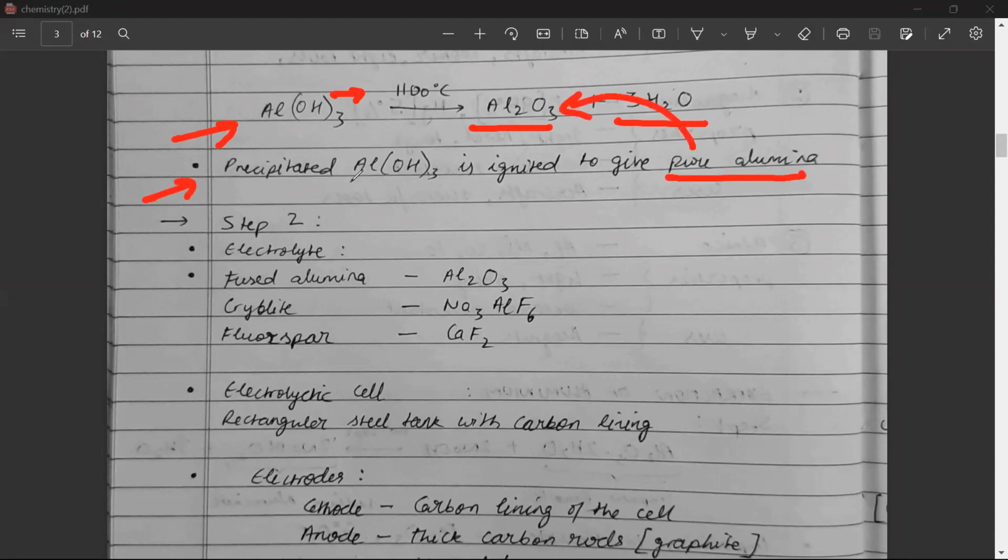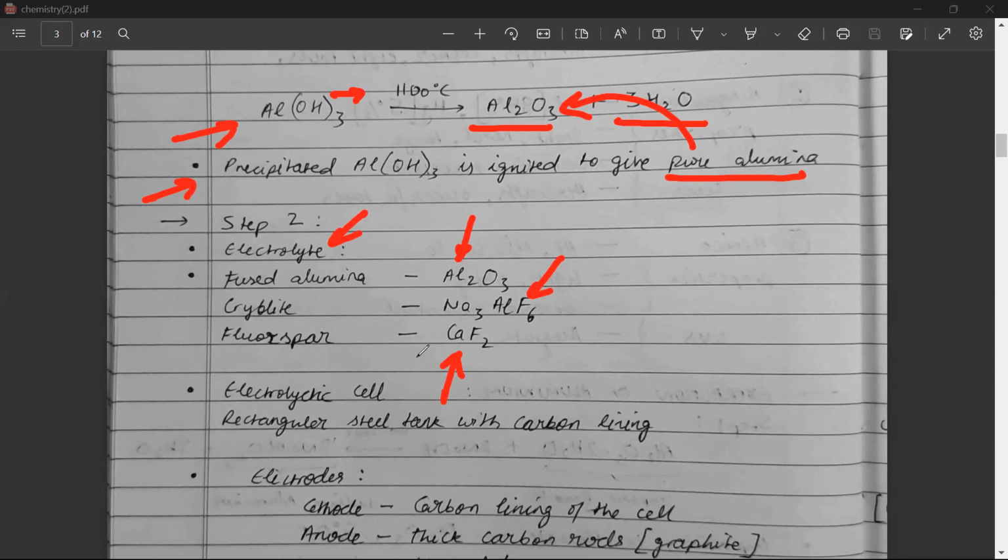Now what is step 2? Step 2 is, let's study the electrolyte first. So what are the electrolytes? These are fused alumina, cryolite, Na3AlF6, and then you have fluorspar, and its chemical formula is CaF2. It would also be helpful if you note these down.